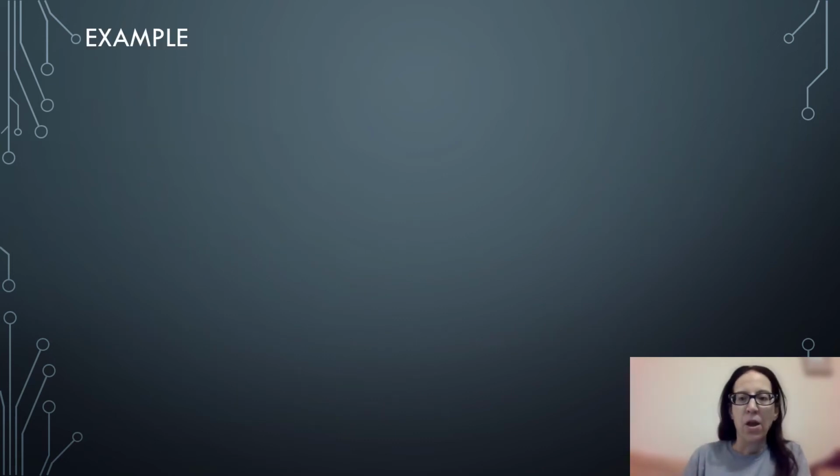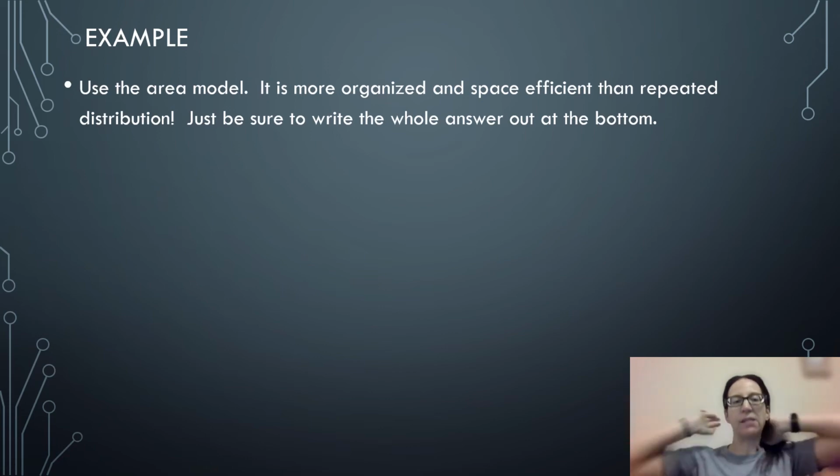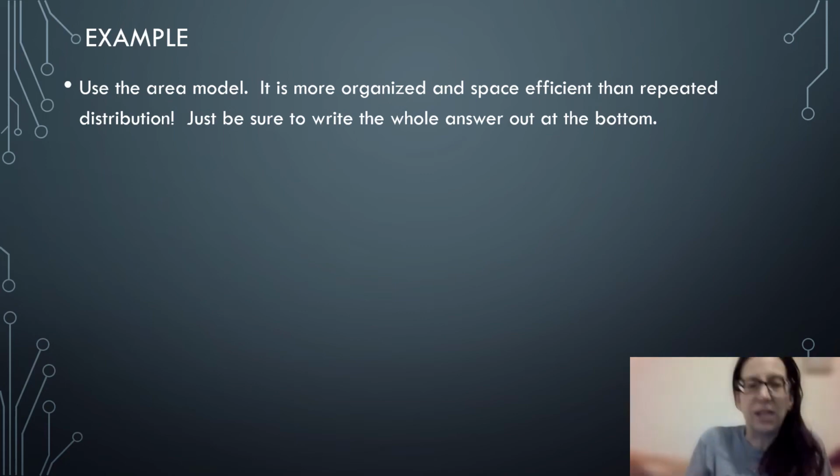All right. So let's do an example. We're going to do a couple of examples here. Now, I do want you using the area model, and that's not because I'm trying to be a pain in the neck. It is more organized and space efficient than repeated distribution. Even if you've learned how to do this before with repeated distribution, I promise you the area model is going to lay out the work better. It's a lot less error prone, and it's going to take up less space on your page. Just be sure when you're using the area model that you write the whole answer out at the bottom. Don't just fill out the area model and be like, oh, I'm done. You do need to write the answer from that.